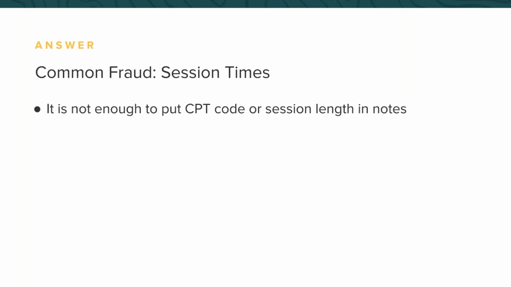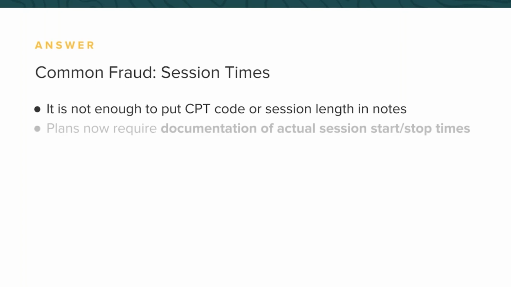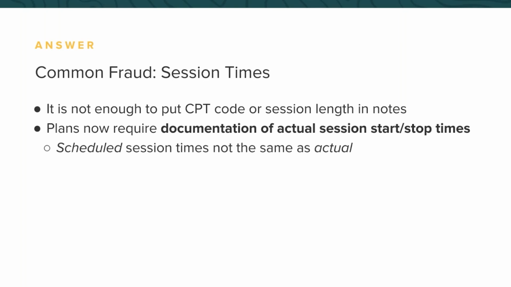It is not enough now to put in your progress notes just the CPT code of the session you provided, or the session length. You can't just put 50-minute session or 60-minute session or 25-minute session, whatever. Right now, plans are requiring that you document the actual session start and stop times. Now you're going to notice I use the word actual. The scheduled session time is not the same as actual.